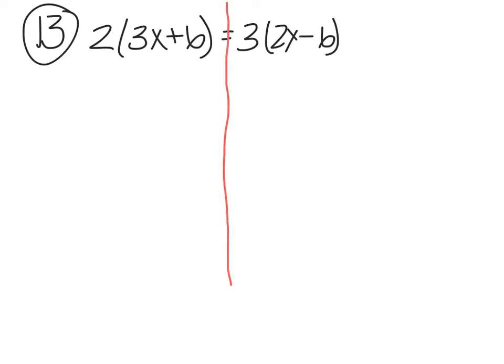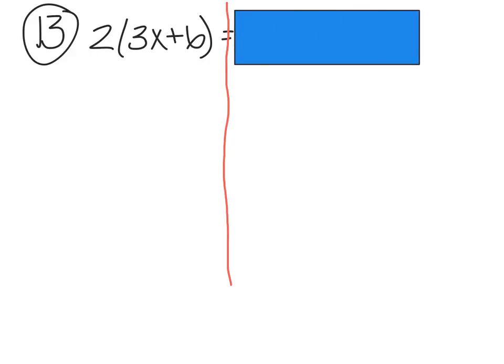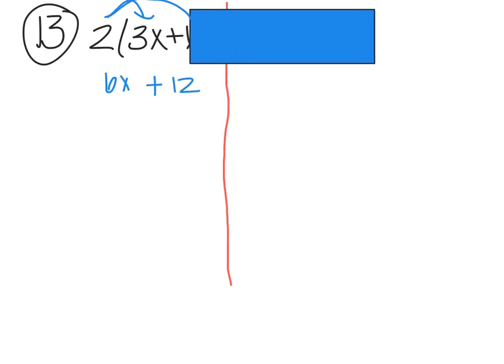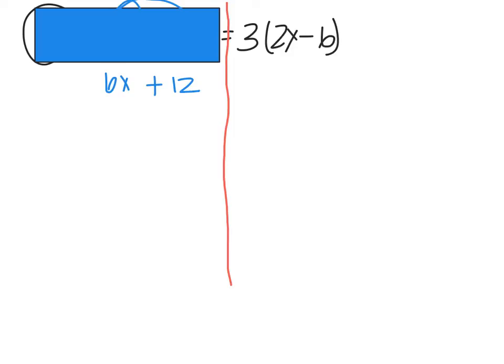Then we need to simplify our sides. So to help us out, I'm going to cover up the right side for now, and we're going to work with the left side. 2 times 3x is 6x, and 2 times 6 is 12. So my left side is 6x plus 12. And then if we look at our right side, 3 times 2x is also going to give us 6x, and 3 times negative 6 is going to give us negative 18.